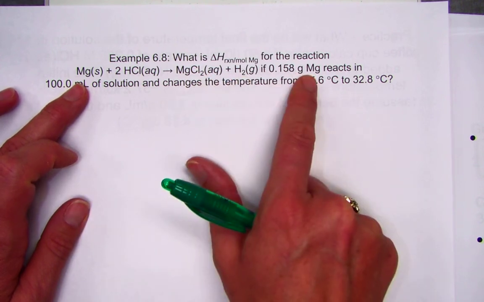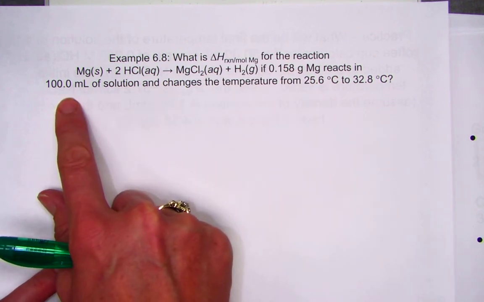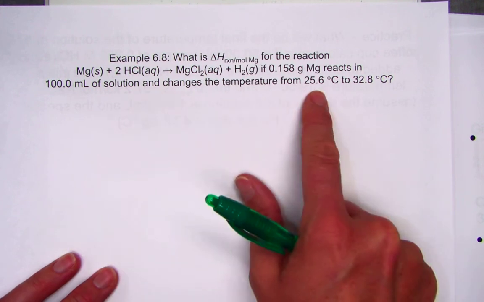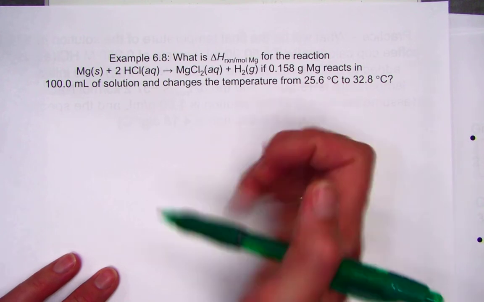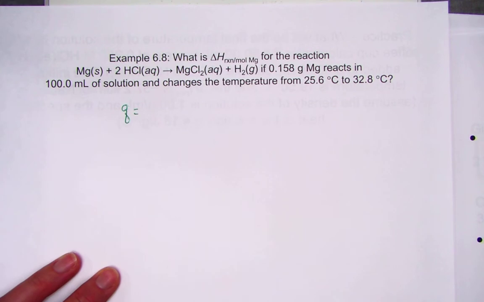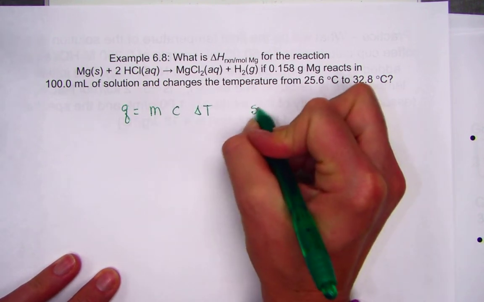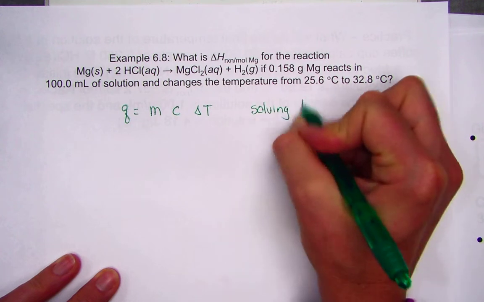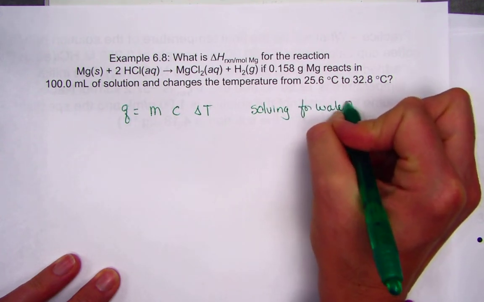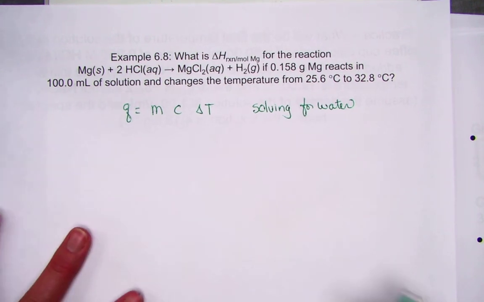Our given is 0.158 grams of magnesium. We place that into 100 milliliters of solution, and the temperature changes from 25.6 to 32.8. Let's first solve for the heat being absorbed by the water, the solution chemistry. So Q is mc delta T, solving for the water first. The water is absorbing the heat energy as this reaction proceeds.